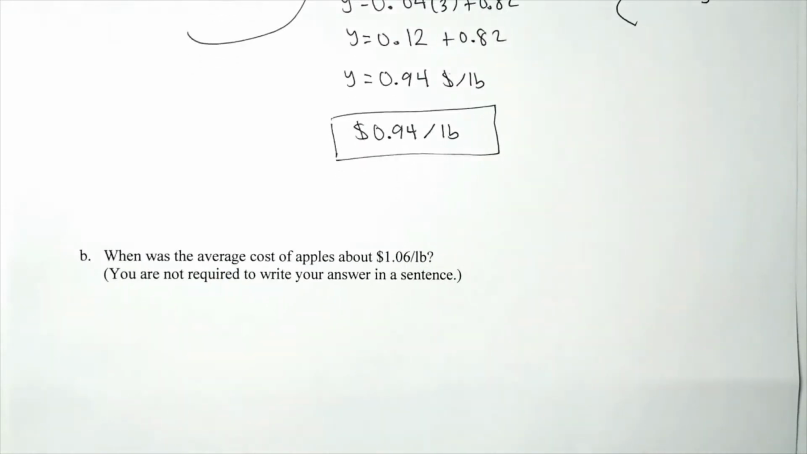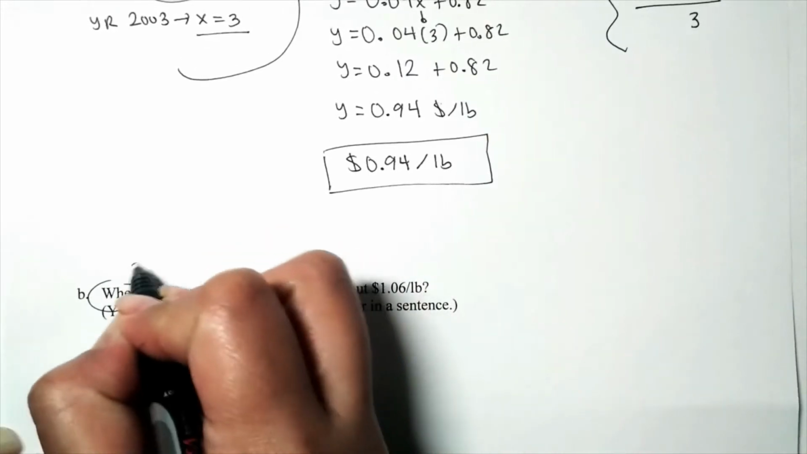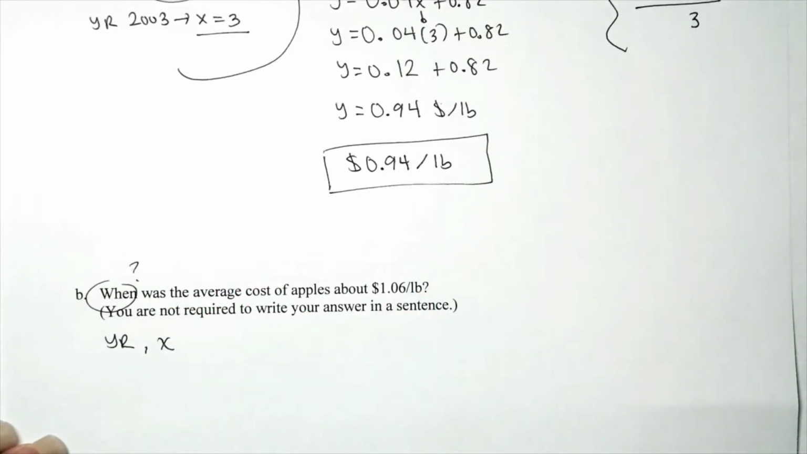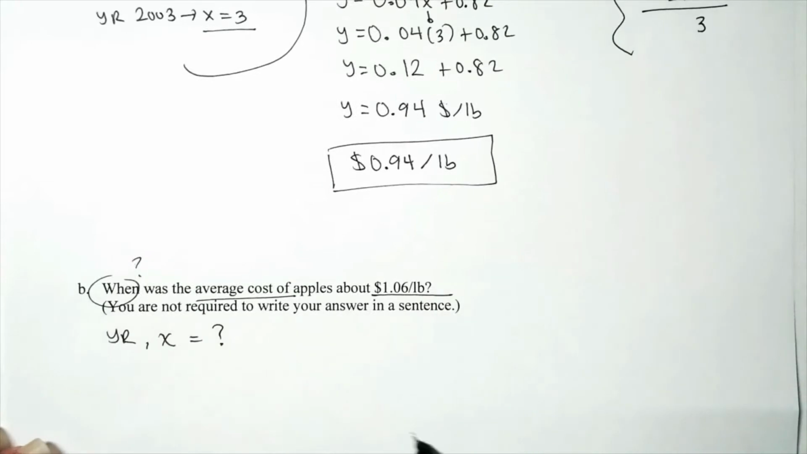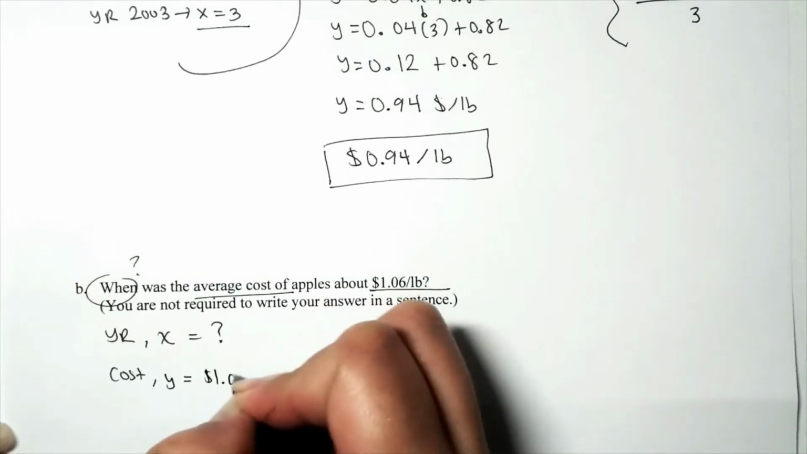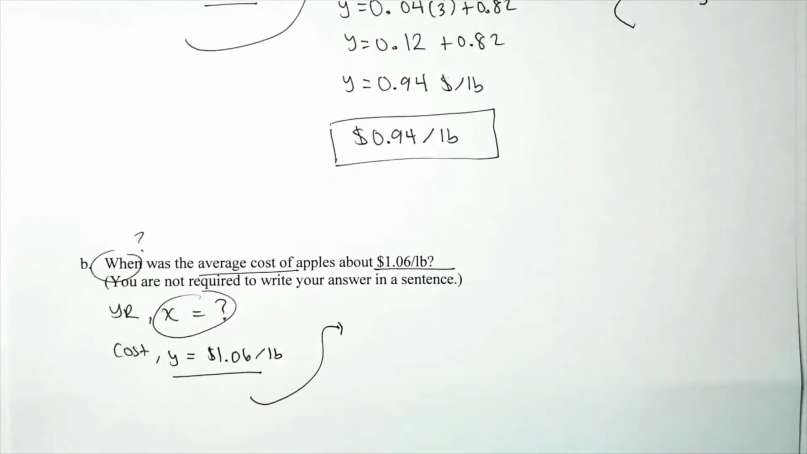Okay, for the grand finale, because it's a two-part question, remember, pause and rewind as many times as needed. Part B: when was the average cost of apples about $1.06 per pound? Same disclaimer, you don't have to write your answer in a sentence. I'm looking for the time or the year, so I'm going to say year equals question mark. Year is associated with x. The cost equals $1.06 a pound, and cost is associated with y. So all wording aside, this problem boils down to this: find x when y equals $1.06 per pound.